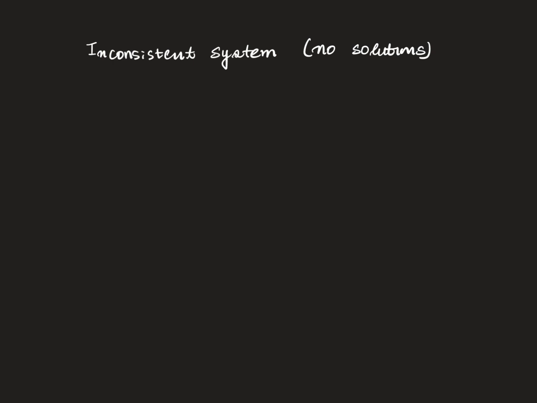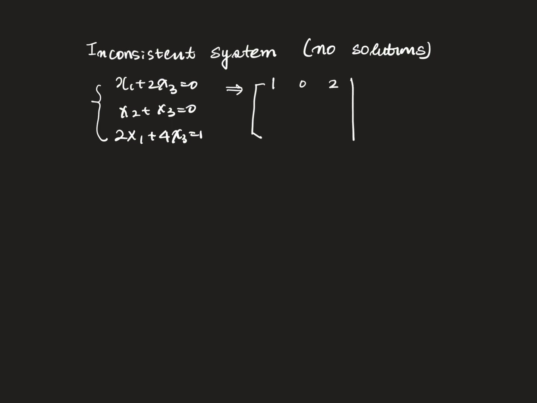Now, an inconsistent system, guys. You're going to solve this system of equations. Here is the system: x1 plus 2x3 equals 0, x2 plus x3 equals 0, and 2x1 plus 4x3 equals 1. We're going to start with the augmented matrix. The first equation gives 1, 0, 2, 0; the second gives 0, 1, 1, 0; the third gives 2, 0, 4, 1. That's what we have right there, guys. So what are you going to do? Look at this one.